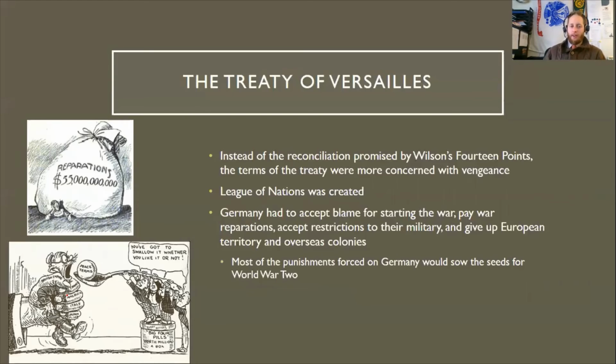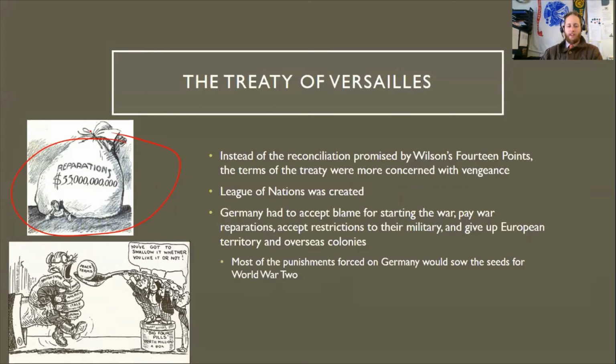Germany also had to agree to pay war debt or reparations, as seen in this cartoon here, with poor Germany being smothered by this giant debt that they had to incur to pay back the countries that beat them up. They also had to give up European territory. They had to give a chunk of land to France and also some of their eastern territories to create the country of Poland. And they also lost their overseas territory.